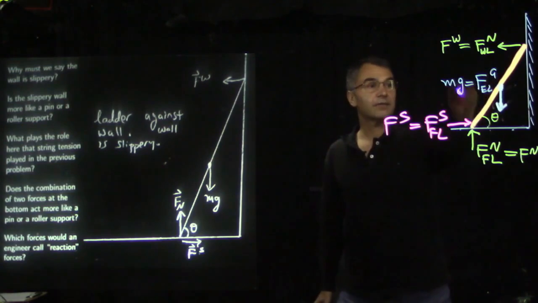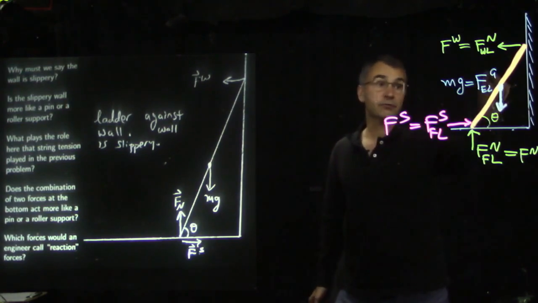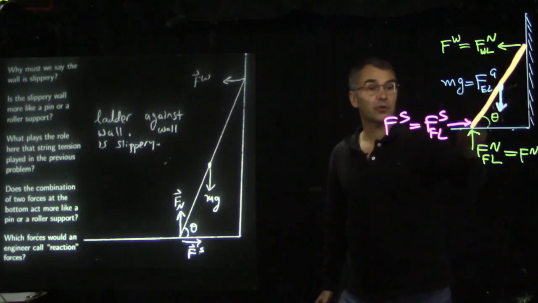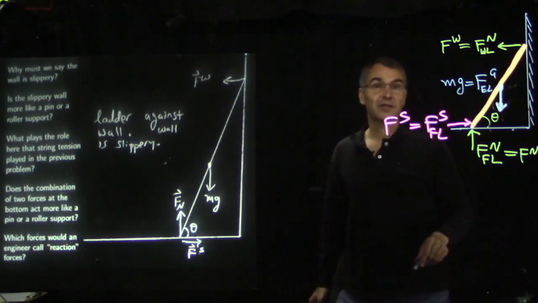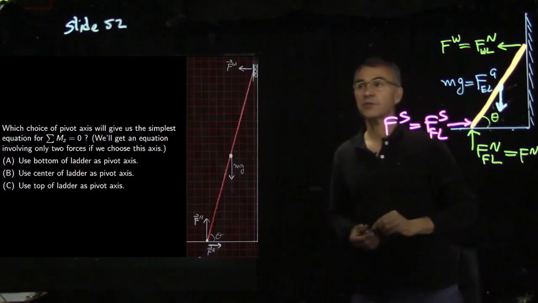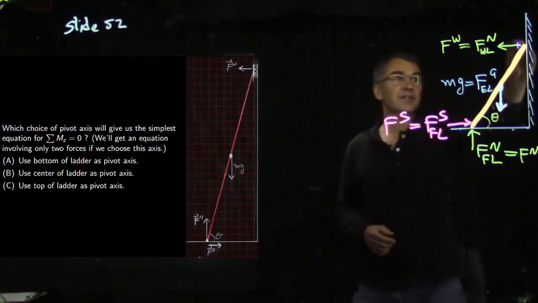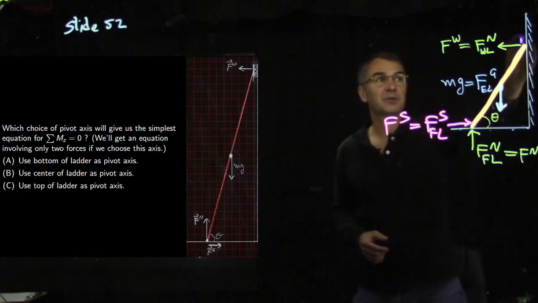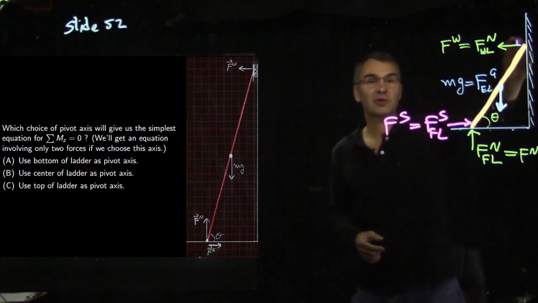So again, I say the weight of the ladder is a load, it's a given force, and this normal force and this static friction force are all what engineers would call reaction forces. If you look really closely at slide 52, you'll see that I drew a little roller skate up here between the wall and the ladder as an example of what a roller support looks like.